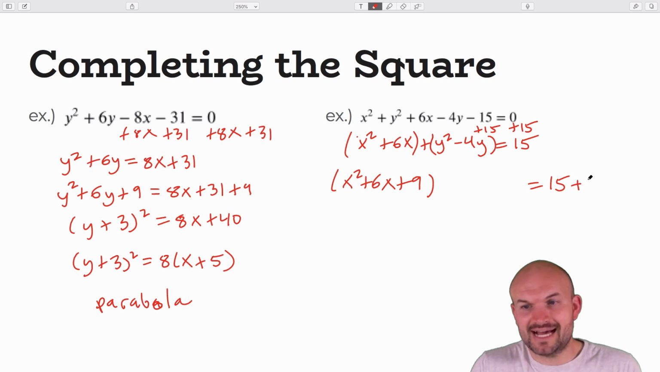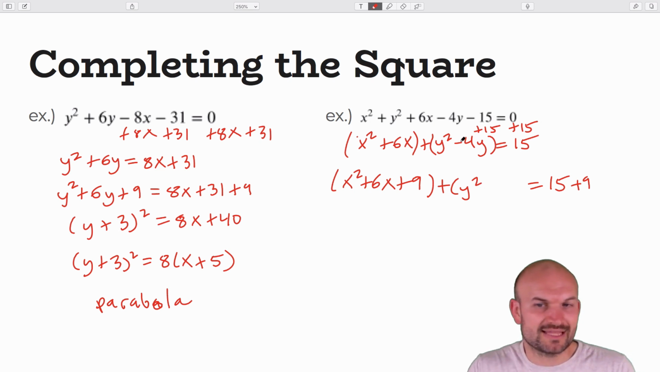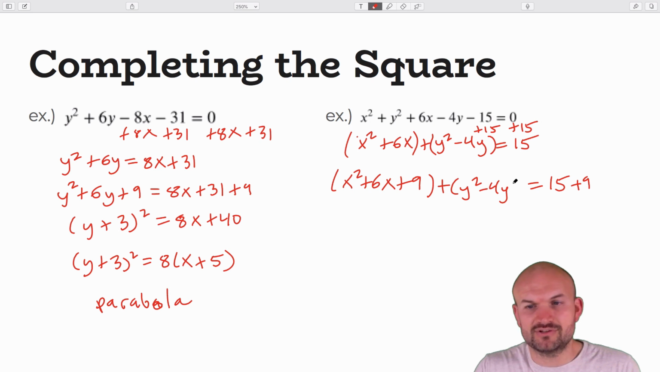Okay, but just remember when you add 9, make sure you add 9 to the other side. So then it's a plus. Here we have a y squared. What's going to create the perfect square trinomial when my middle term is minus 4? Well, that's going to be a positive 4. So just make sure you add a 4 over there as well.